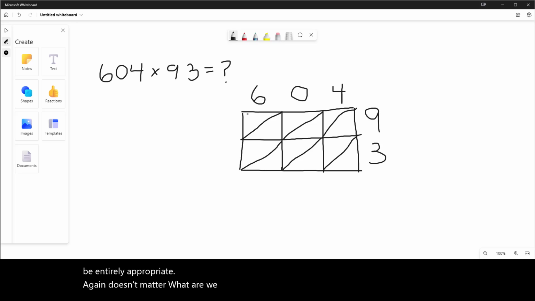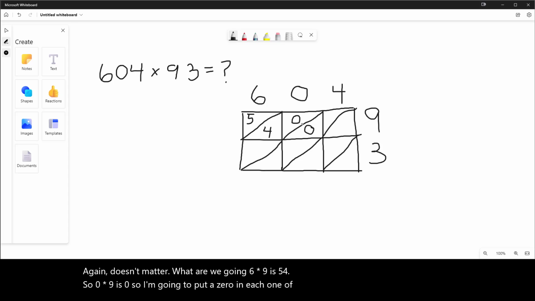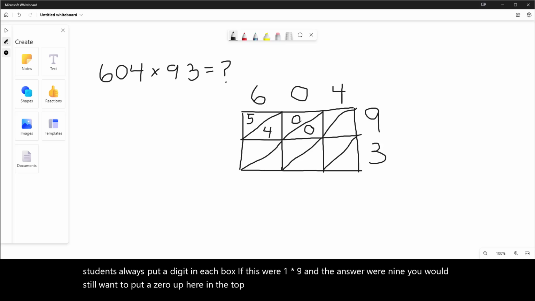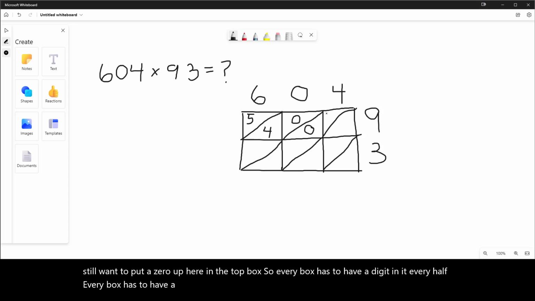6 times 9 is 54. So 0 times 9 is 0. So I'm going to put a 0 in each one of these. It's important that you have students always put a digit in each box. If this were 1 times 9 and the answer were 9, you would still want to put a 0 up here in the top box. So every box has to have a digit in it, or every half of every box has to have a digit in it. 4 times 9 is 36.